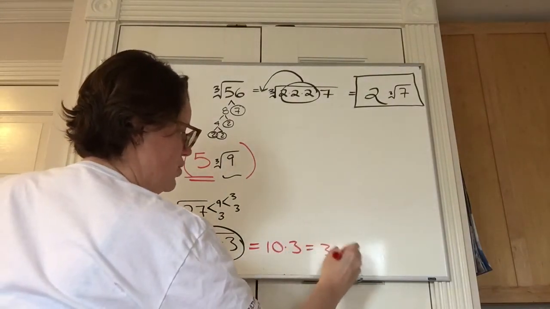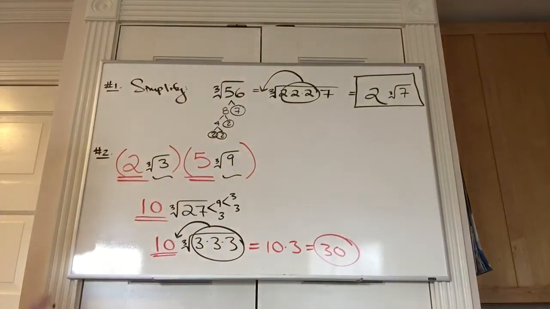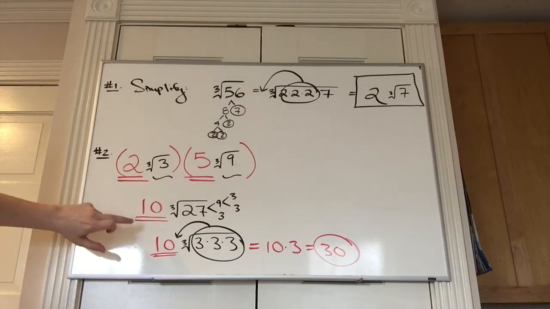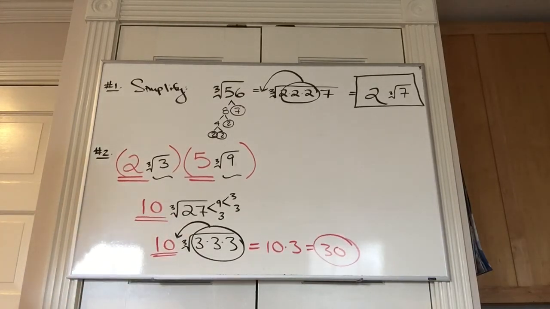Nothing is left underneath the root. This just becomes 30. And the reason nothing is left underneath the root is that the cube root of 27 is exactly 3. 3 cubes to make 27, so the cube root of 27 is just the regular number 3. This just becomes 10 times 3, or 30. Okay.